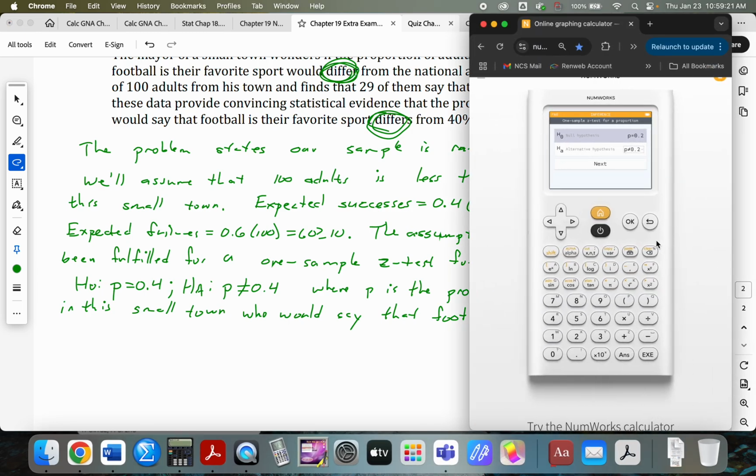All right. So we want this to be 0.4. And I want to make this not 0.4. The nice thing about this is it goes through and asks you a few things. So the first thing it asks you is the number of successes. There were only 29 out of 100.